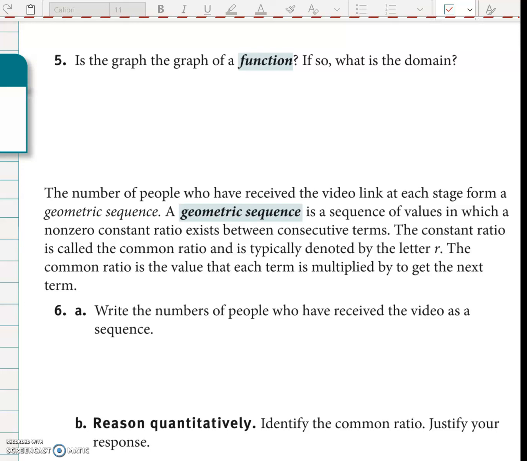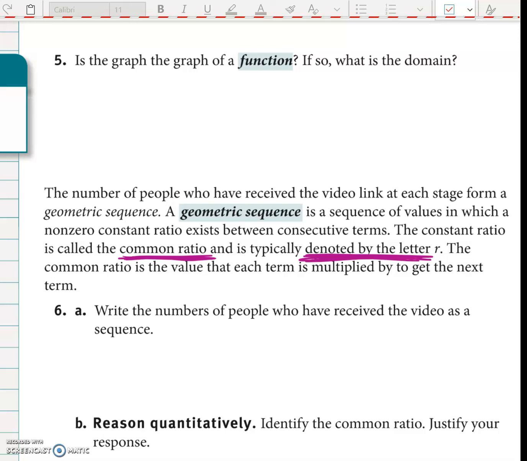A geometric sequence is a sequence of values in which a non-zero constant ratio exists between consecutive terms. The constant ratio is called the common ratio, and it's typically denoted by the letter R. So with arithmetic, we call it the common difference. With geometric, we call it the common ratio, and they use that letter R instead of letter D. It's what you're multiplying by each time to get to the next number.